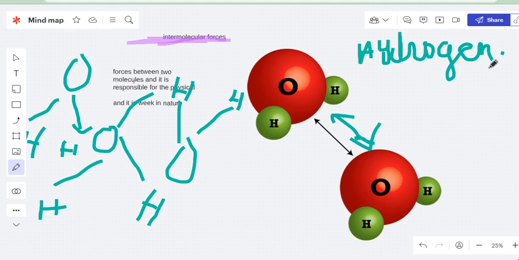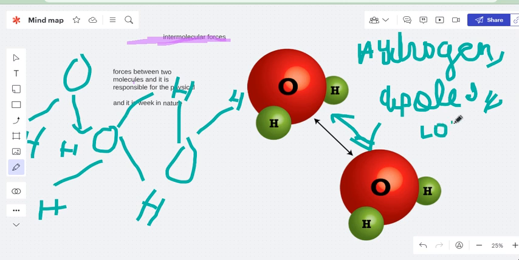Then dipole, hydrogen bonding, dipole, London dispersion. All these are examples of which force? Intermolecular forces. I can explain with the help of one example as well, London forces and all that.